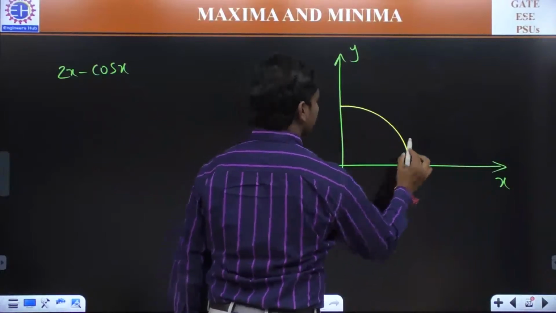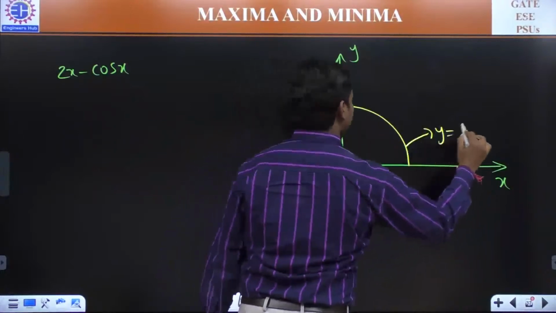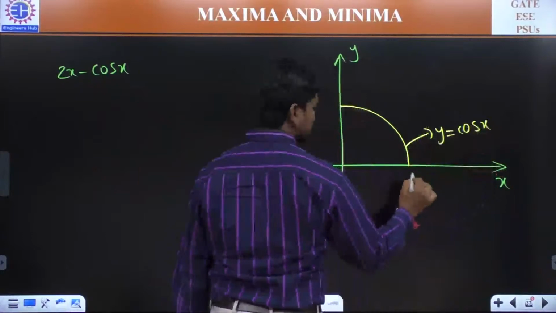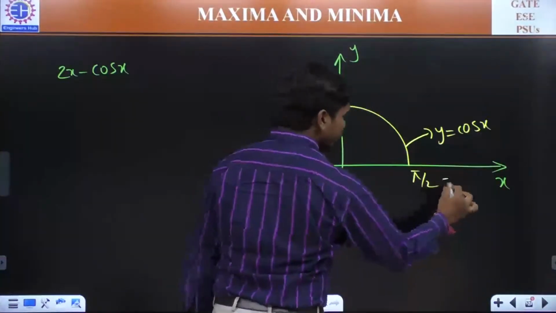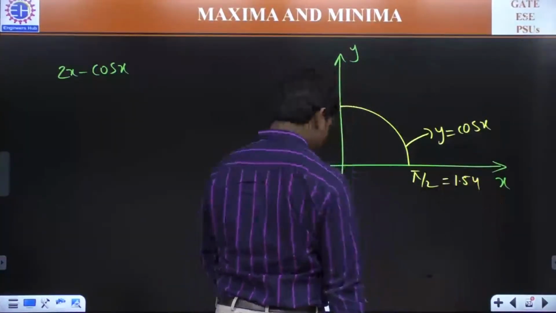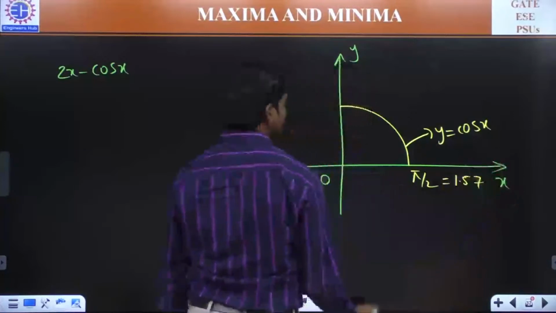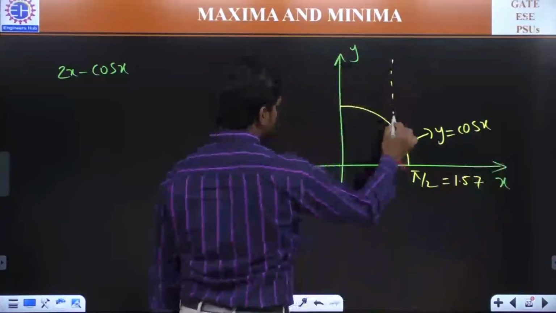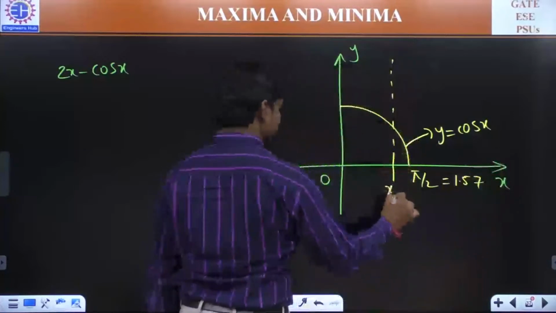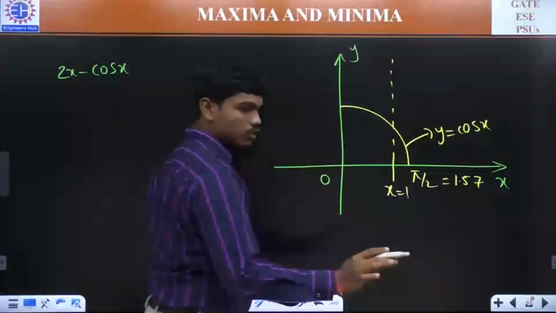This is y is equal to cos x. If this is y is equal to cos x, this is pi by 2, which is 1.57 probably, and 0.54 is somewhere here. So you feel x is equal to 1 is lying somewhere here. Of course, it's not to scale, but try to understand.